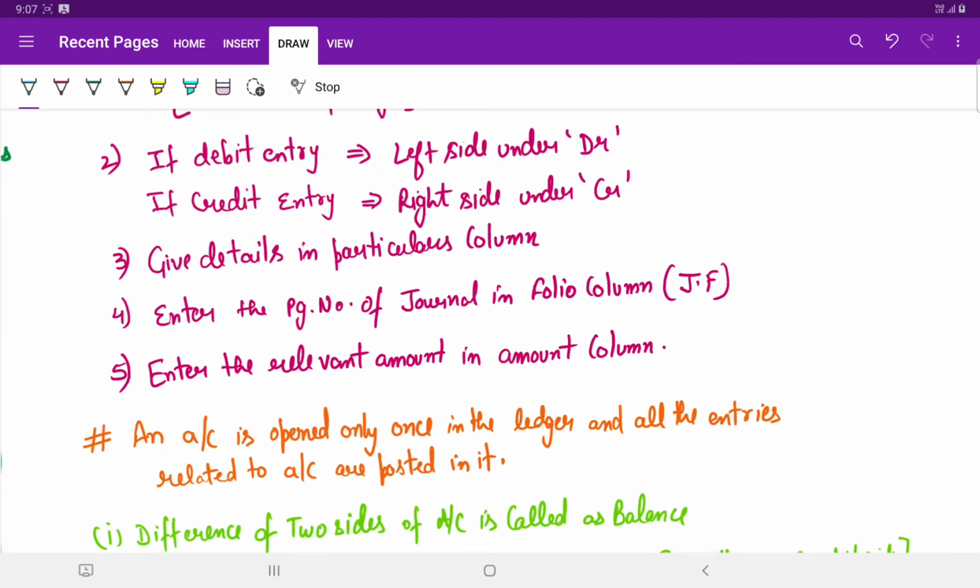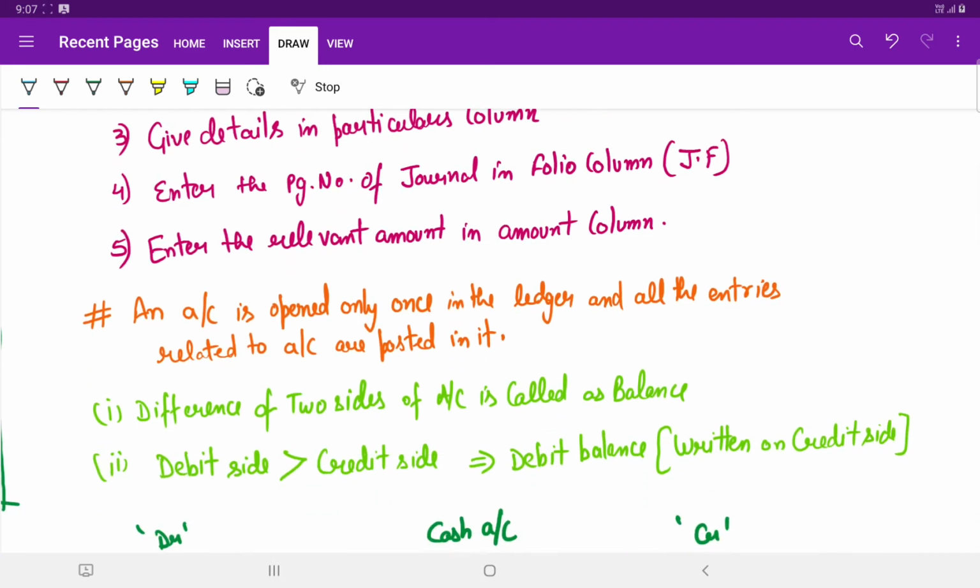Then give the details in the particulars column. The particulars column includes the various details of the transactions that are occurring, and ultimately the major details regarding them. Then enter the page number of the journal in the folio column of JF. It helps to easily identify that particular transaction in the journal. Then enter the relevant amount in the amount column concerned.